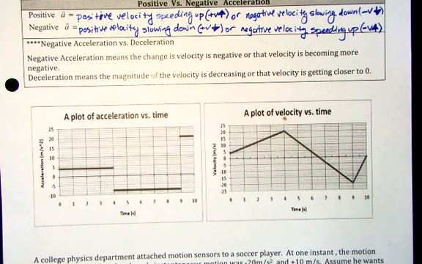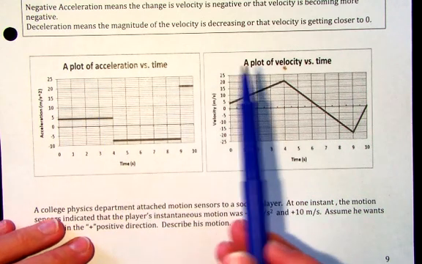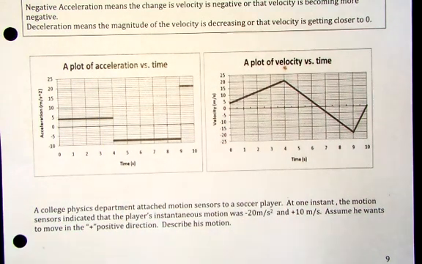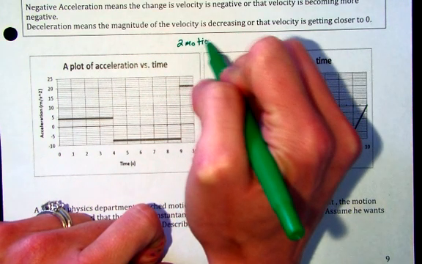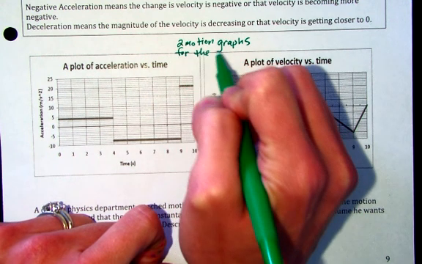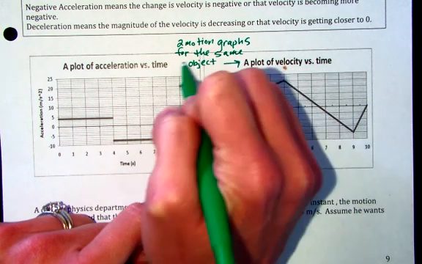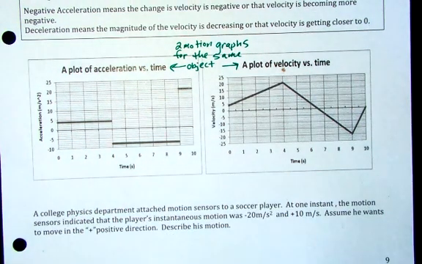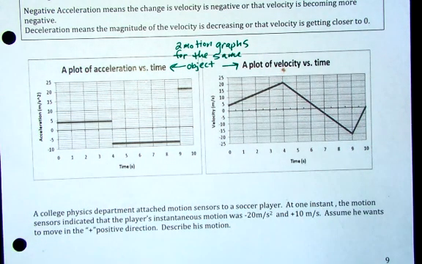So we're going to come to this graph here, and we have a plot of acceleration versus time and a plot of velocity versus time. What I want to share with you is these two graphs are going to represent the same object at the same time. Okay, so these are two motion graphs for the same object. This is the same object in motion, and we want to understand how this object is moving and what is happening, okay?